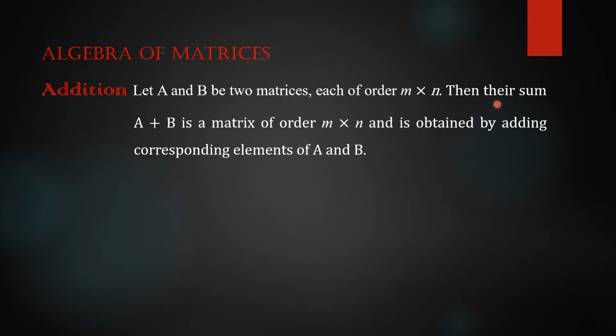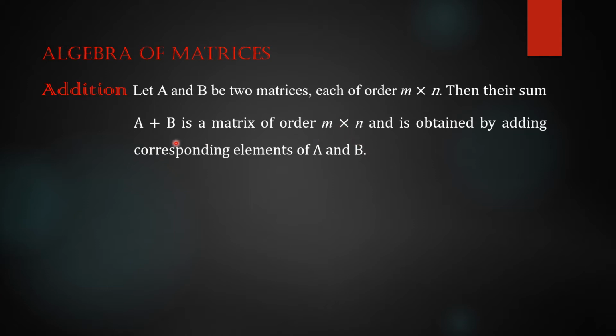Then the sum of the matrices A and B is denoted by A plus B, the basic symbol, and this sum, the resultant value, is again a matrix. This is a matrix of again the same order m by n. The order of A and the order of B will be equal to the order of the new matrix formed, A plus B.